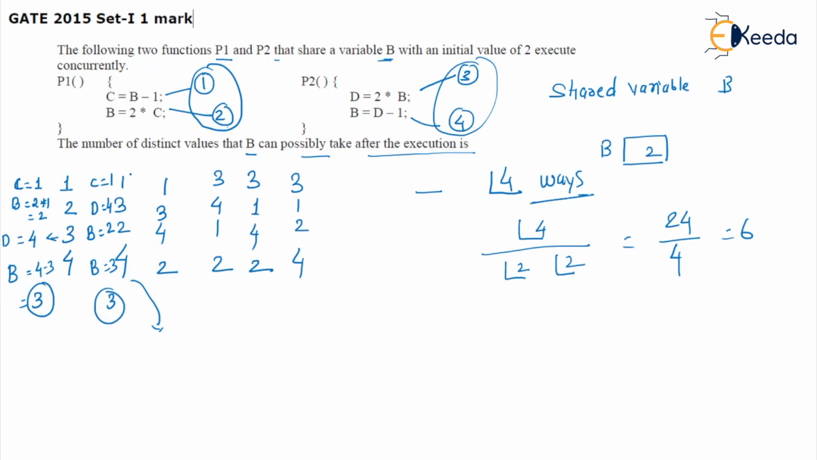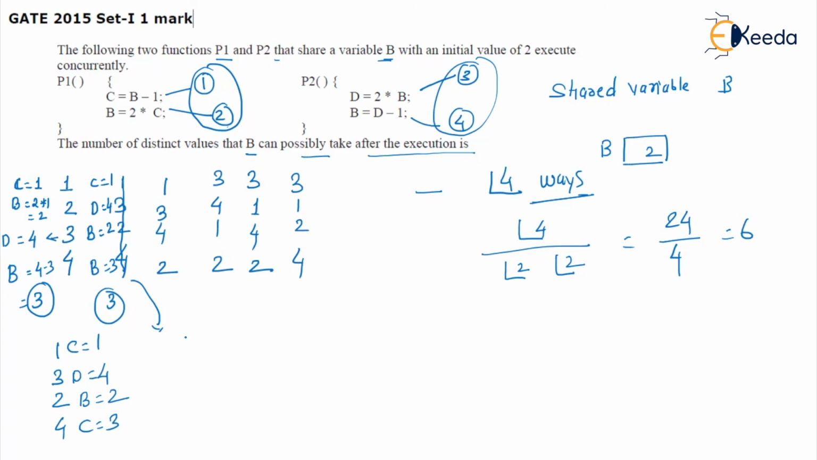For this one, 1, 3, 2, 4, let me write it separately here. So 1 will make C equal to 1. 3 will make D equal to what? B is not modified, so 4. 2 will make B equal to 2 multiplied by C, so B will become 2. And finally 4. I think this is the statement I have done. Okay, fine. So this is the same statement, and C is equal to 3. So 3 is the distinct value.